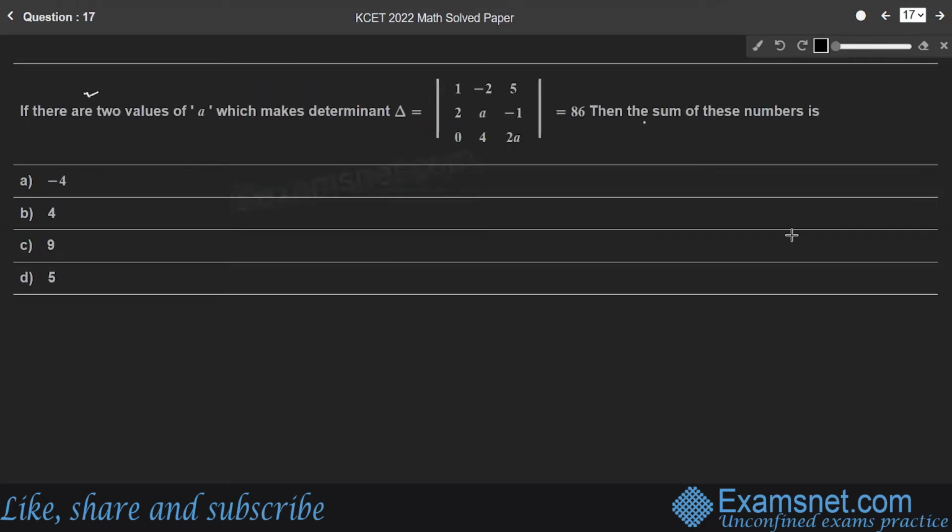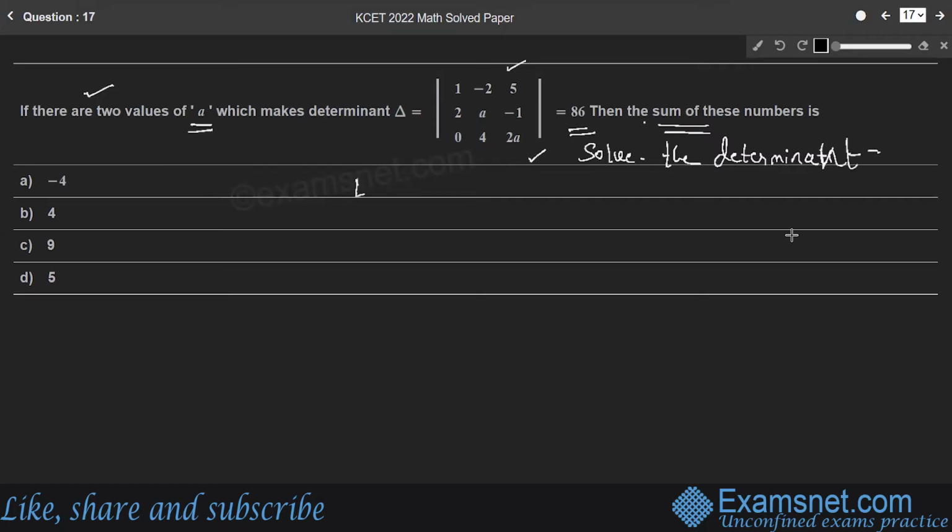Question 17. If there are two values of A which make the determinant delta equal to 86, then the sum of these numbers is? So this determinant is equal to 86. The sum of these numbers means we have to find the sum of the roots of the equation obtained by solving the determinant. So for that we'll solve the determinant. This solution will be in terms of A and A square. How to solve this?